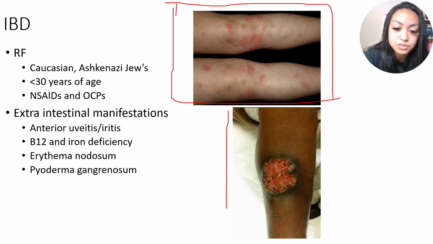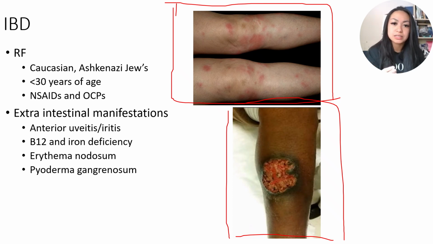So pyoderma gangrenosum is this. So as you can see, this is again painful ulceration. It's not just like a nodule. This is ulceration in the lower legs that can lead to necrosis. So pyoderma gangrenosum, this painful lesion on the leg that can lead to necrosis.